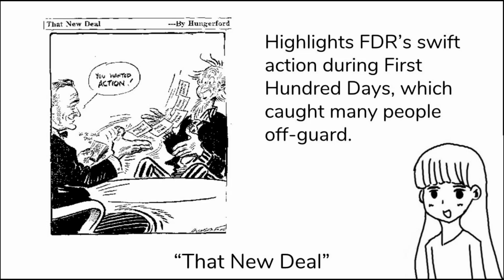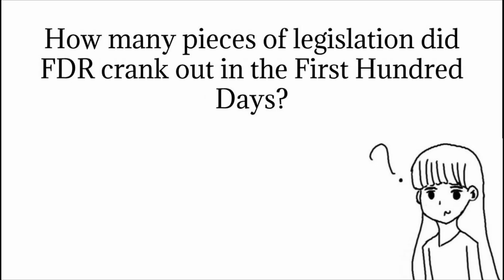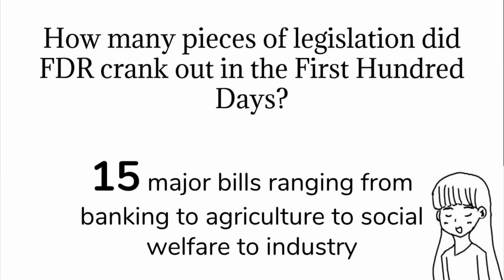That brings me to my political cartoon titled That New Deal. Basically, FDR is saying, you wanted action, and he's throwing all these pieces of paper at America. And so it highlights FDR's swift action during the first 100 days, which caught many people off guard. So you may be wondering, how many pieces of legislation did FDR crank out in the first 100 days? The answer is 15. 15 major bills ranging from banking to agriculture to social welfare to industry, etc., etc.